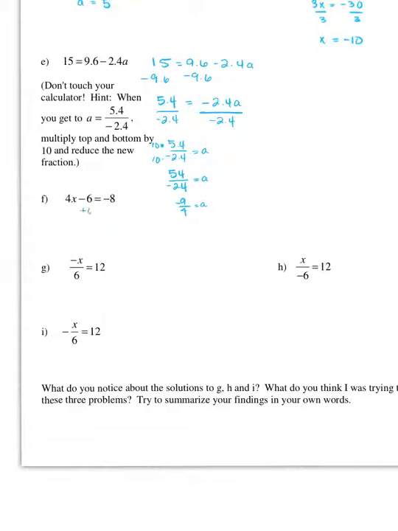In the next problem, we add 6 to both sides. So we have 4x is equal to negative 2. Divide both sides by 4, leaving us with x equal negative 1/2.